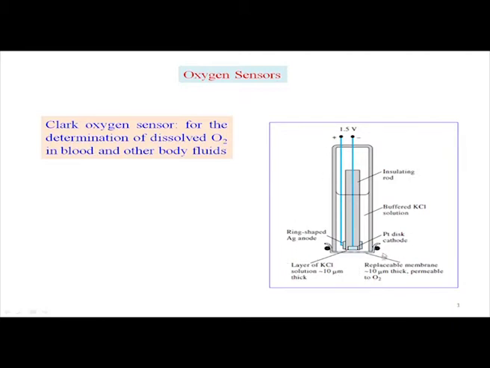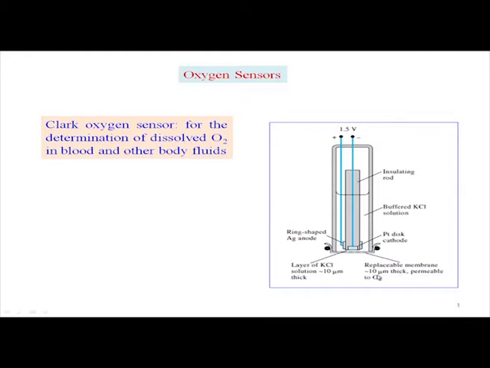You have the silver electrode, then you put a buffered KCl medium. When we write any cell or half cell, you know that the KCl is there and silver is present. So the buffered KCl solution is there. Now two things are there. The first one is your membrane, which is outside your electrode. The membrane can be replaceable, because after several experiments you replace it.